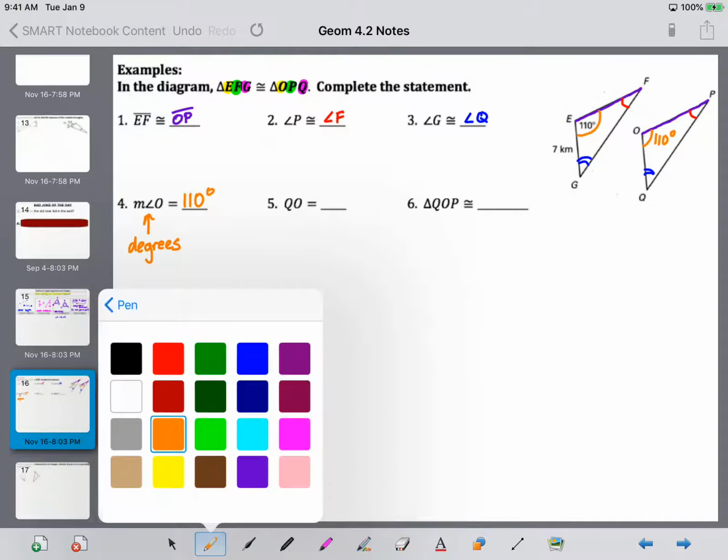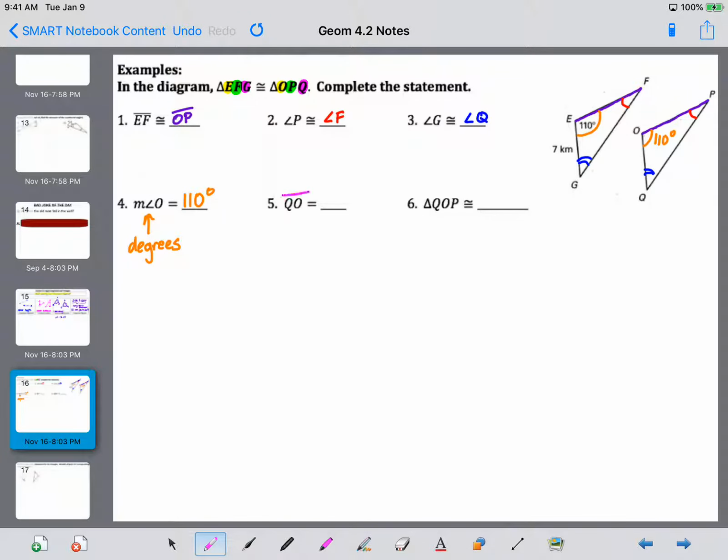All right, now anytime they're asking for a length, they're not going to put the segment symbol over it. So since this doesn't have the segment symbol, we are going to put the actual length of QO. So if we look at QO right here, well, they don't tell us. But we know that Q and O match with G and E. So these both have to be 7 kilometers.